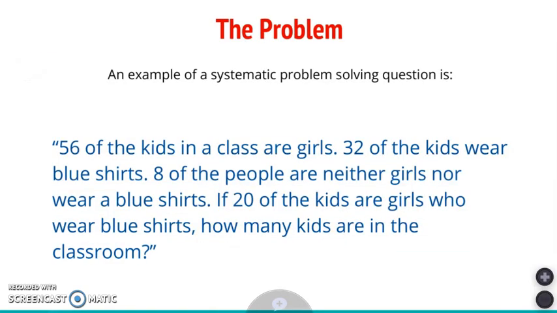This is an example of a problem that you would solve using systematic problem solving strategies. So today we are going to solve this problem using these strategies.